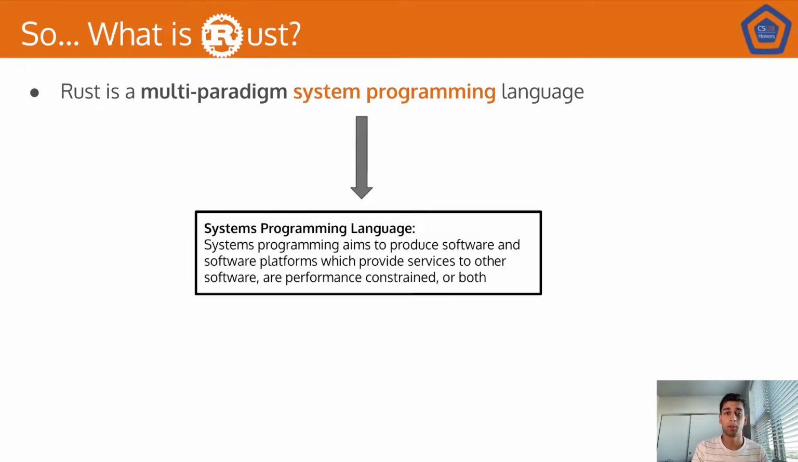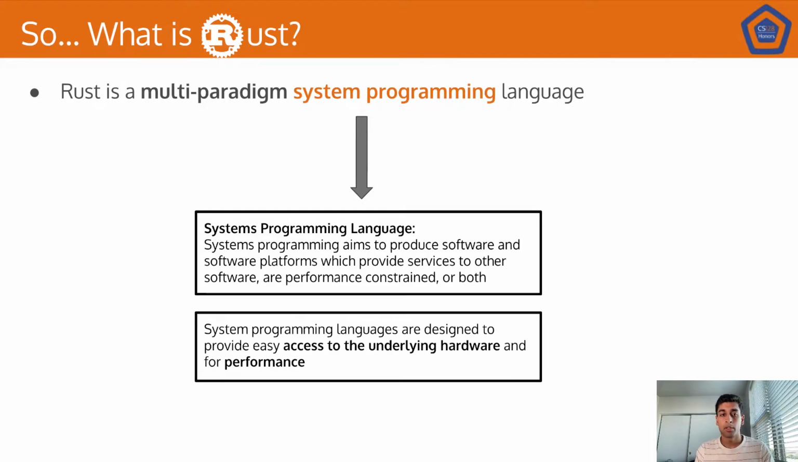Okay, systems programming. So systems programming aims to produce software that serves as some underlying software to other pieces of software, or some software that's performance constrained. So video games, high frequency trading, whatever it may be, or both. And so systems programming languages are designed to give the programmer access to the underlying hardware for really, really good performance. And you'll see that Rust is a very, very fast programming language comparable to C. And many, many of the developers who use Rust in their careers will praise Rust for its performance.